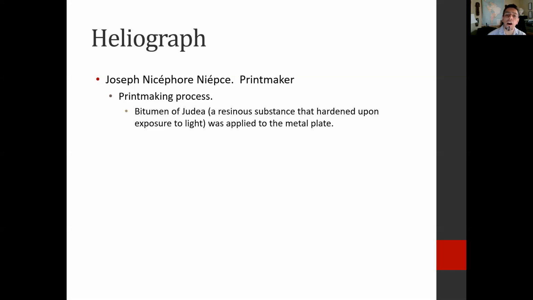One of the things that Niépce is experimenting with is bitumen of Judea. So this is kind of a resin substance that gets hard when you expose it to light. Now, what you do is apply it to the metal plate and then you expose it to the light. So you can see how we're starting to historically play with a process where light is involved.